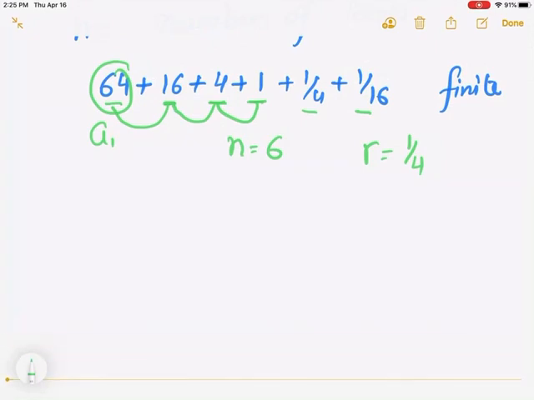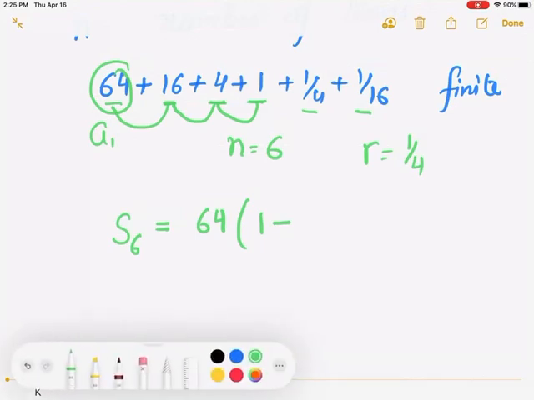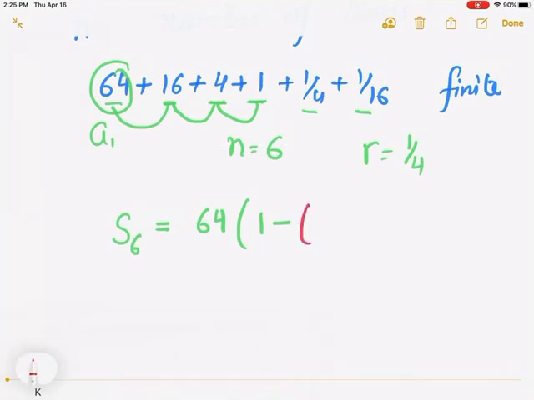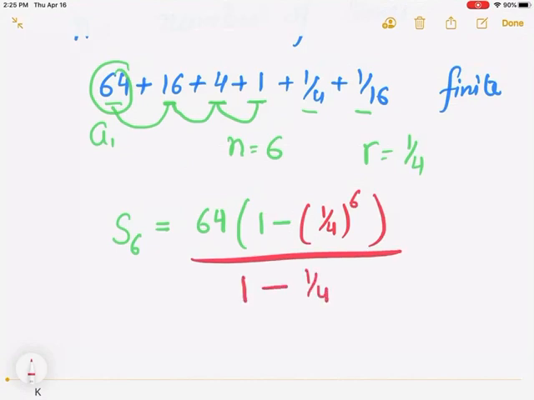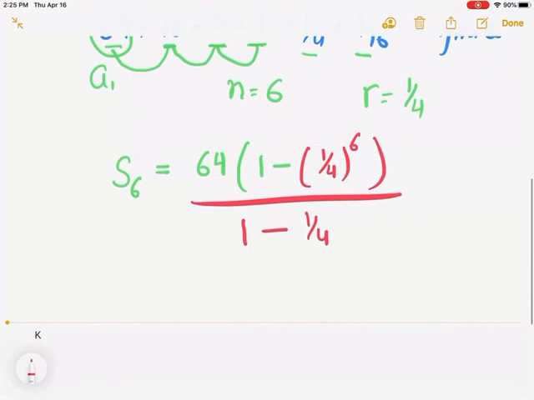So the sum of 6 numbers is equal to 64, which is the first term, times 1 minus, I would put the ratio in parentheses. Why? Because in order of operations, you have to deal with parentheses first. So it would be 1/4 to the 6th power, over 1 minus 1/4. Now you can put everything in your calculator, but make sure you simplify this part first. Or if you want to type the entire equation in your calculator, you could do that too.